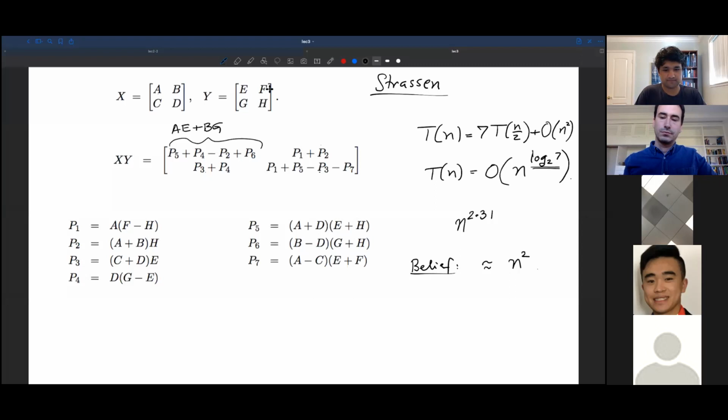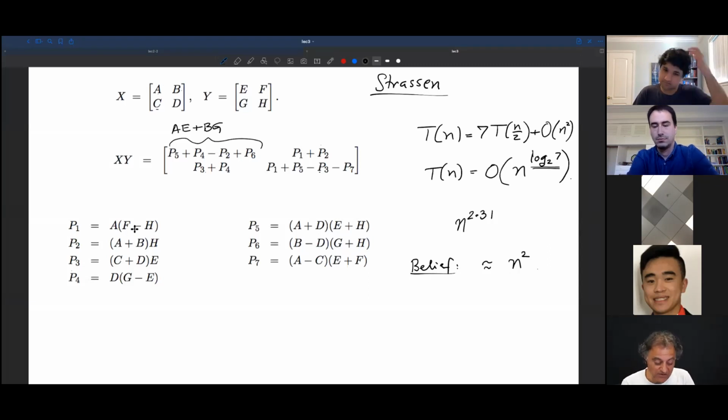Could you briefly repeat where those 7 terms come from that we multiply? Okay, so remember, X consisted of these 4 submatrices, n/2 by n/2, A, B, C, D. Y is E, F, G, H. So now what you do is you compute A times (F minus H), (A plus B) times H. Call these P1, P2, P3, P4, etc.